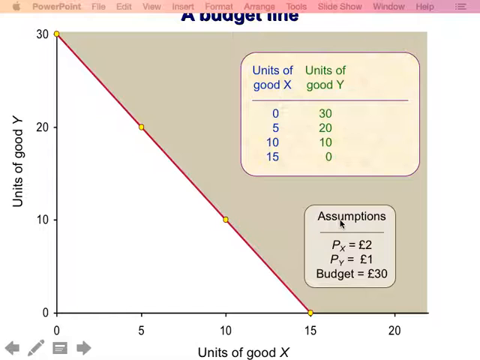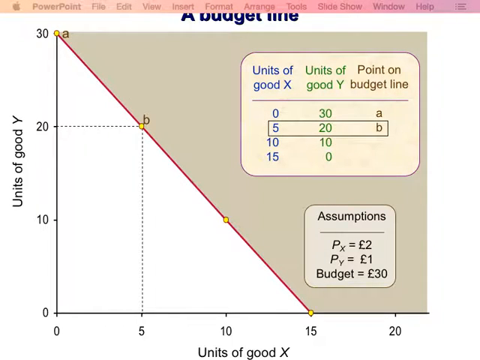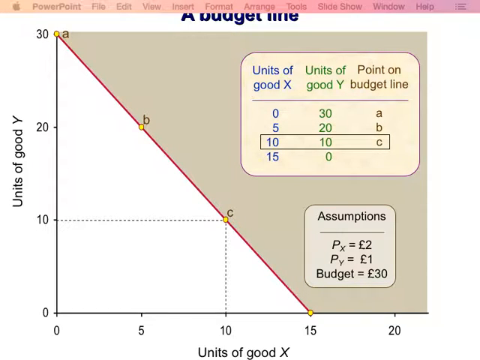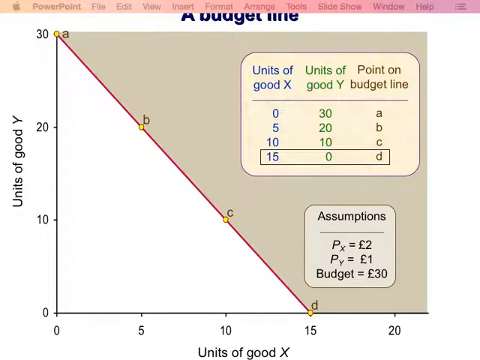It's very simple, right? So if you go over this again, point A is a point where we spend all our cash on buying good Y, nothing from X. Point B is the second row, point C is the third row, combination, so 10 units of each. And the last point is when we spend all the cash on buying good X. Now, the question is, what happens to the budget line if our income increases?